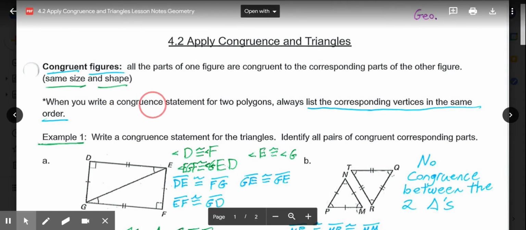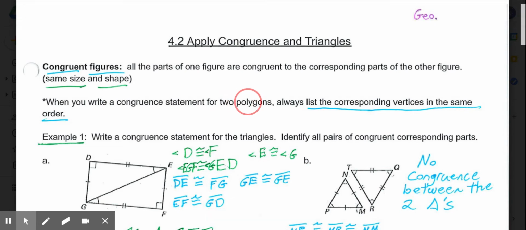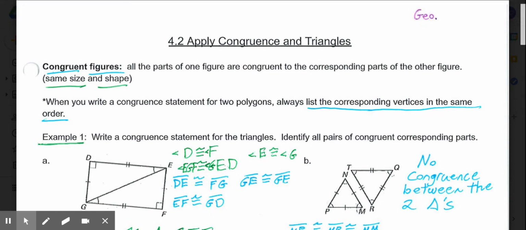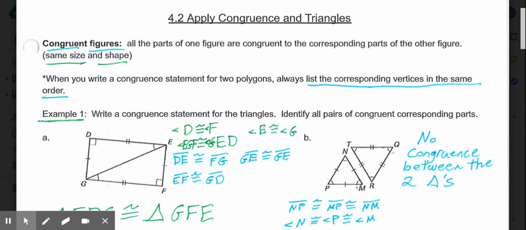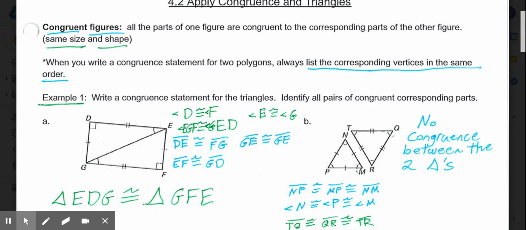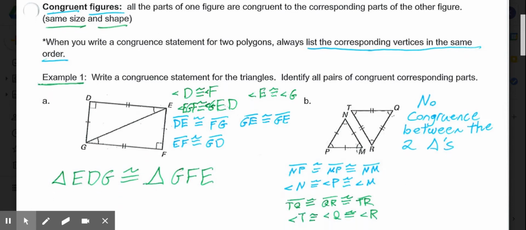Then when we are writing a congruence statement for two polygons, you always list the corresponding vertices in the same order. So if on one triangle A matches up with F on the other triangle, you would have to start with A and F in corresponding parts. So we're going to look at that in example 1. Example 1 wants us to write a congruence statement of the triangles, or identify all pairs of congruent corresponding parts.